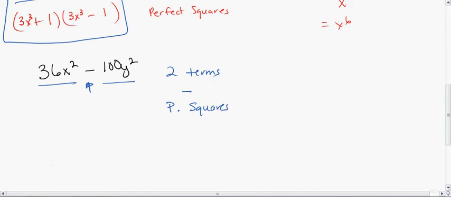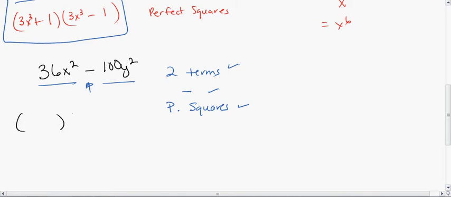All right, well, let's see. 36x squared. Yeah, that's a perfect square, right? Because I could take the square root of that. I get 6 and an x. What about that 100y squared? Well, 100 would be 10 times 10. And then the y squared, that would just be a y. So it looks like I have perfect squares. 2 terms, they're being subtracted, they're both perfect squares. My difference of perfect squares should work.